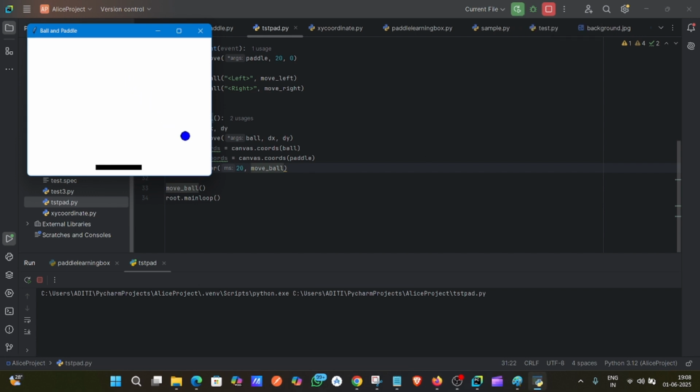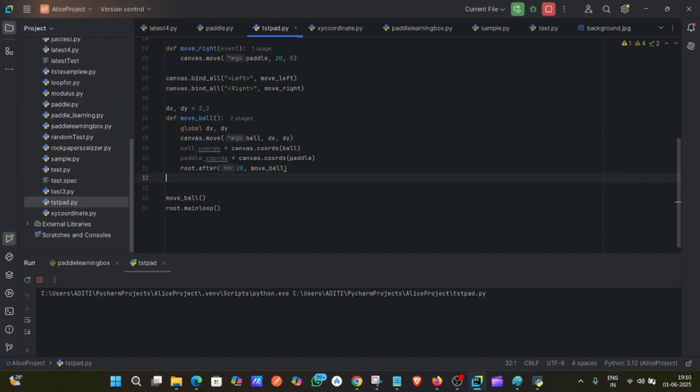See, the ball is moving now, but it is crossing that side. We need to control that. We have discussed that, right? And we have discussed coordinates also. So how to ensure that this ball should not cross this wall and this top roof? Okay, let's see. As we have discussed, coordinate 0, coordinate 1, coordinate 2, coordinate 3. You know that, right? x1, y1, x2, y2. And we have discussed the condition, how to ensure that the ball is not crossing the wall. So I'm writing that code here.